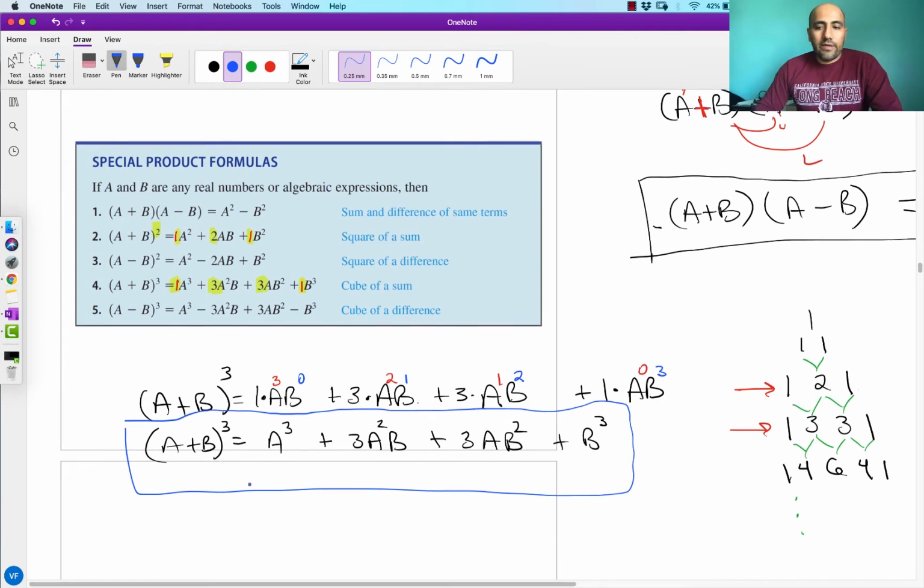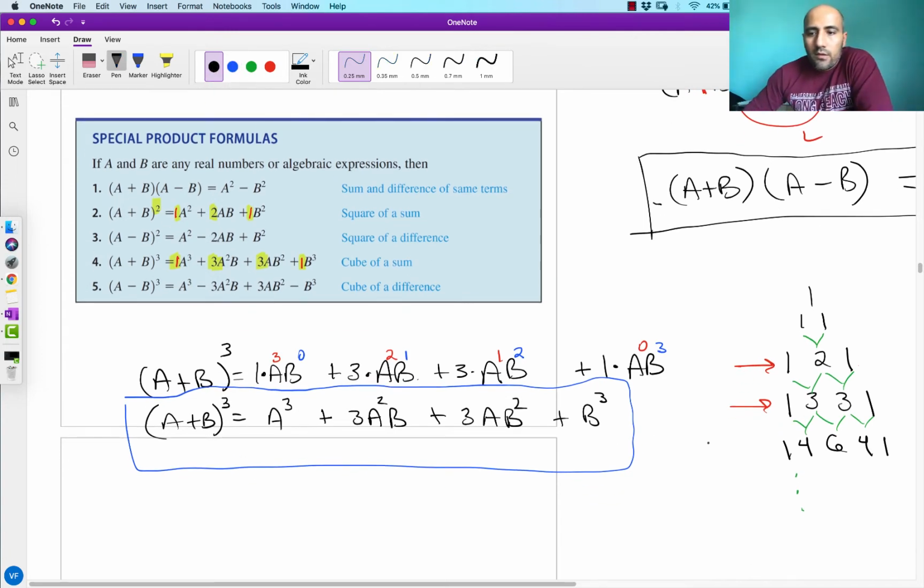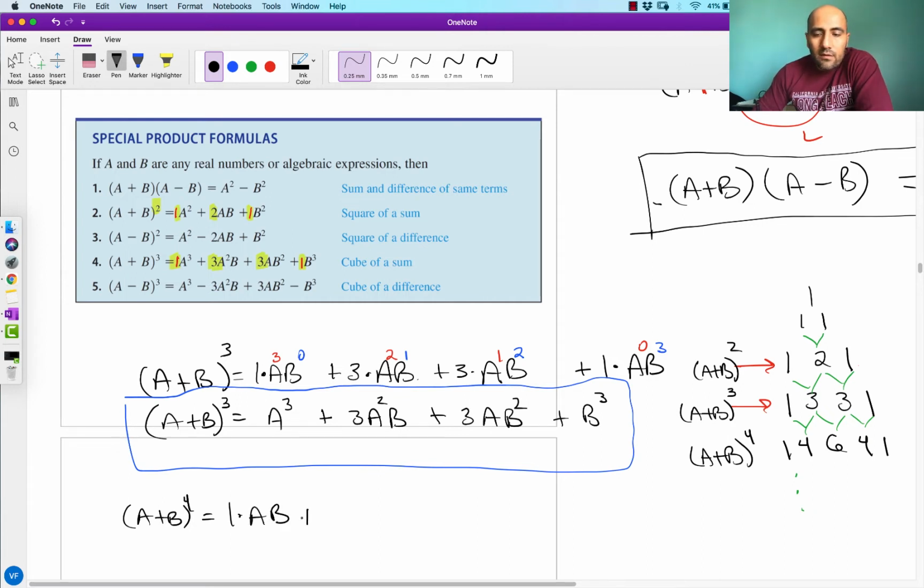It grows beyond that, right? If we want to go one more row, this was for a plus b squared, this one was for a plus b cubed, and if we wanted to deal with a plus b to the 4th power, we can easily find that out. I know the first term is going to be 1 times a and b, plus 4 times a and b, plus 6 times a and b, plus 4 times a and b, plus 1 times a and b, getting my coefficients from here. And now we just have to do the powers.